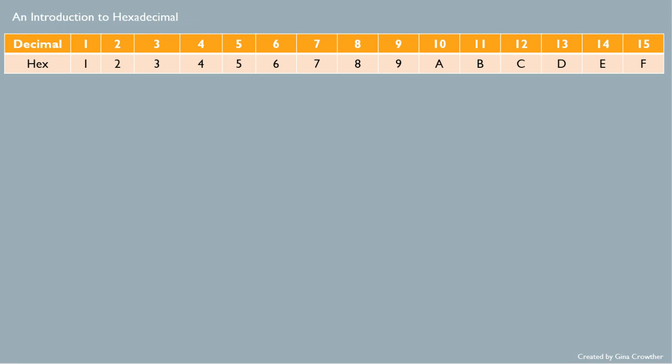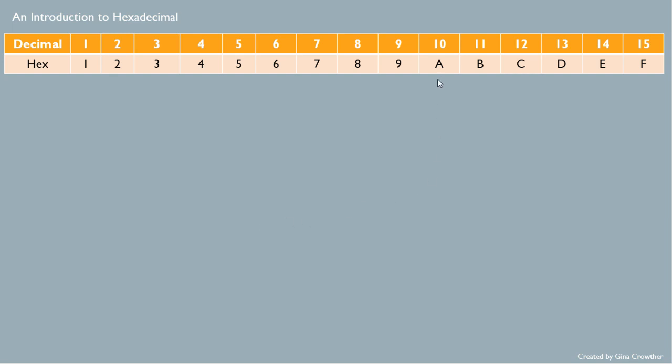Welcome to Hexadecimal. Today we're going to look at how to convert a denary number into a hexadecimal. Remember, denary is just another word for decimal, the numbers that you use every day. And you can see in my table on the board I have the decimals on the top, 1 to 15, and the hex numbers on the bottom, 1 to 15.